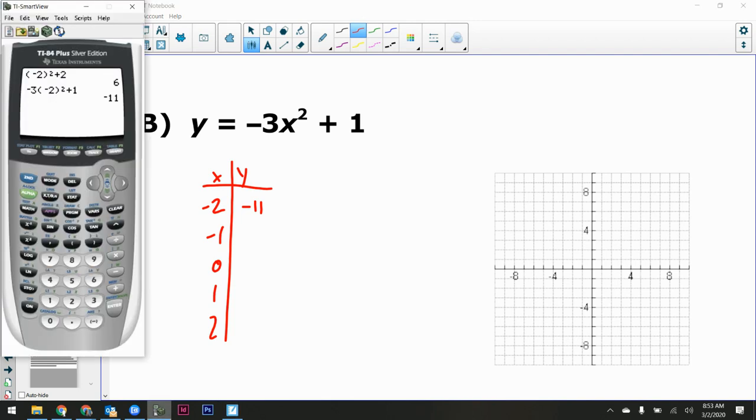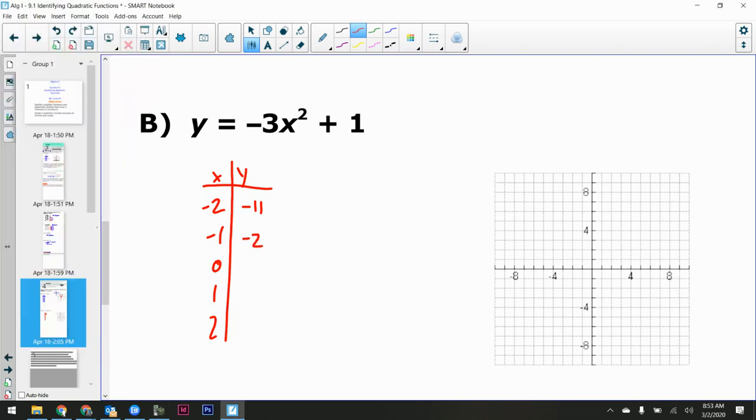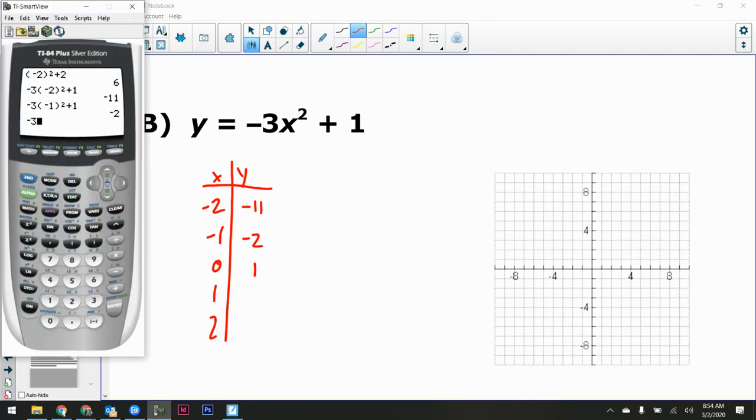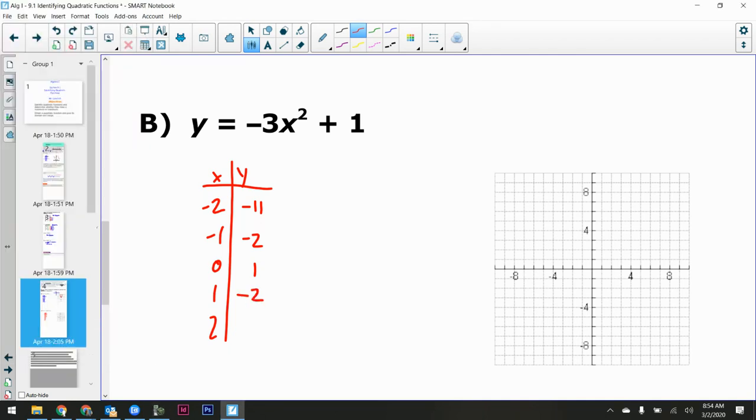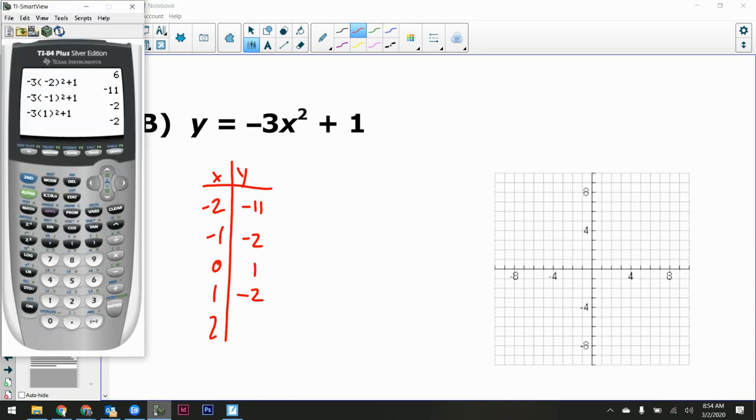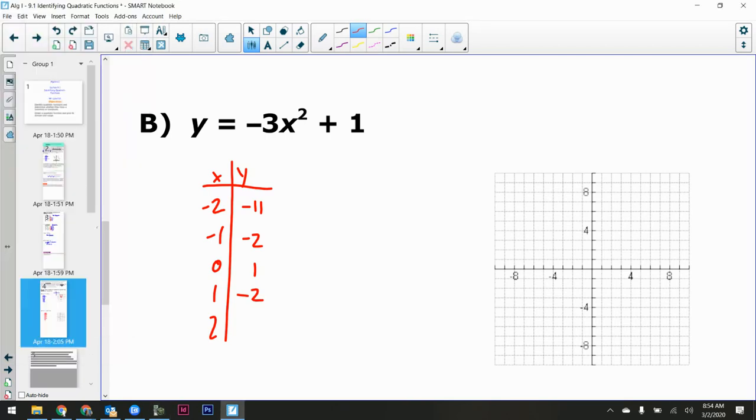If I plug in -1, -3 times -1 squared plus 1, -2. If I plug in 0, I get 1. I plug in 1, let's see what I get. -3 times 1 squared plus 1, -2. I plug in -2, -3 times -2 squared. Oh, whoa, -3 times just positive 2 squared, sorry, plus 1, gets me -11.